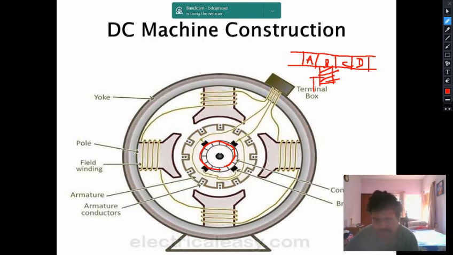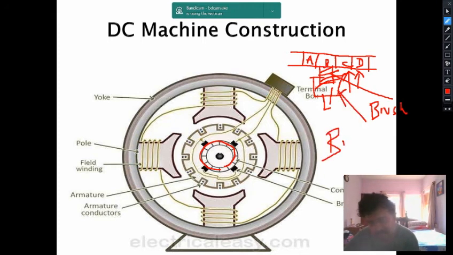And the brushes are housed in brush holders by spring action, so that the brushes will be able to exert pressure on these commutator segments. So this is the brush, and this is the brush holder.